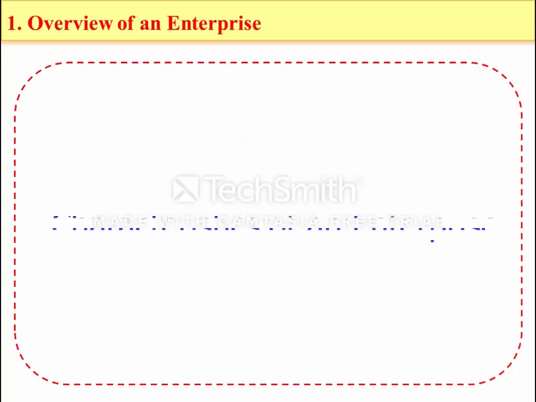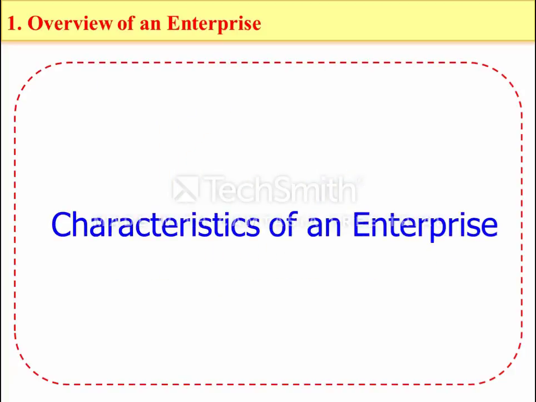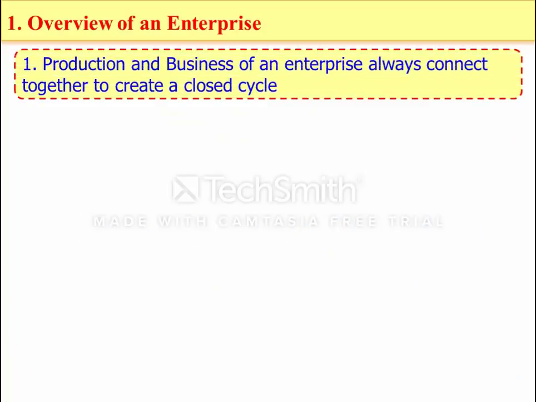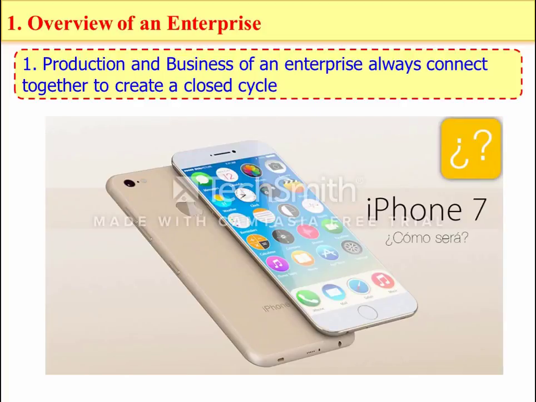And now we will learn about the characteristics of an enterprise. 1. Production and business of an enterprise all connect together to create a closed circle. Example about iPhone 7: the more the customers demand, the more versions the iPhone gets. It becomes more and more modern.